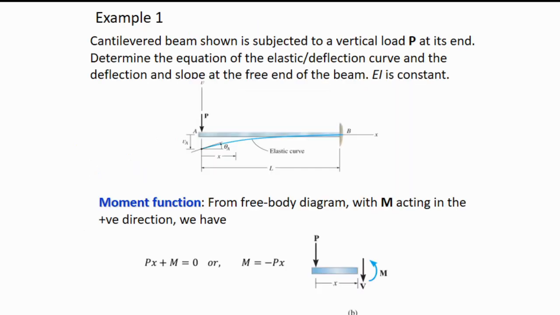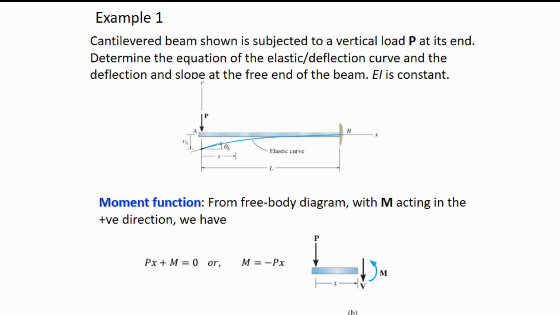We'll see one example. This is example 1. This is a cantilever beam. It is subjected to a point load at the free end of the beam. We can see if we put this type of load, maximum deflection will occur here at the end of the beam. We have to calculate that maximum deflection.